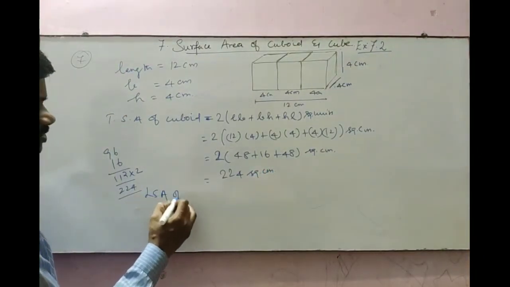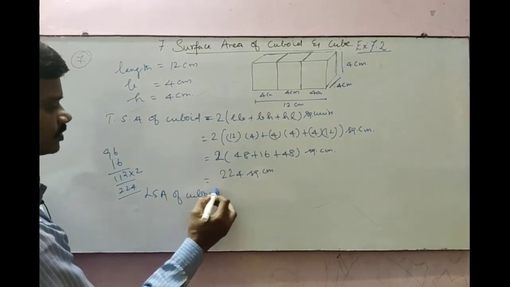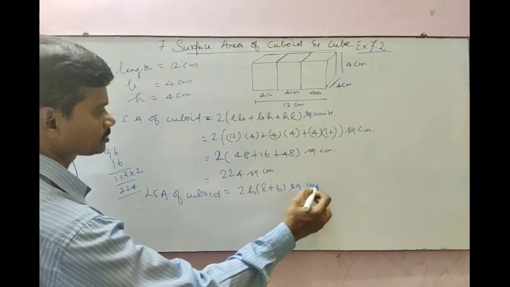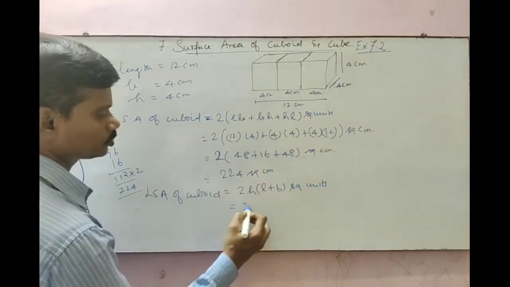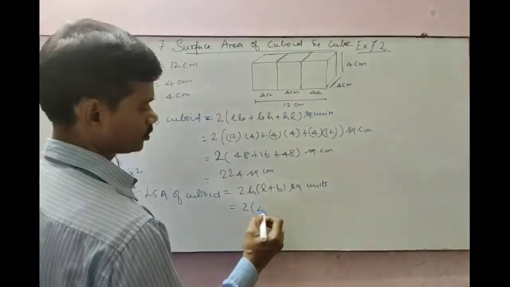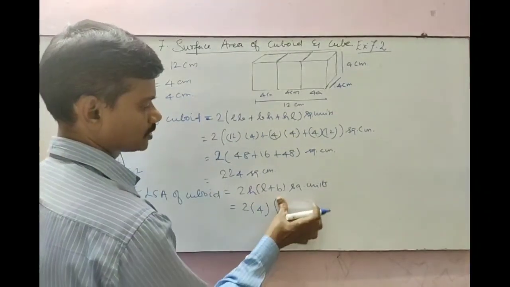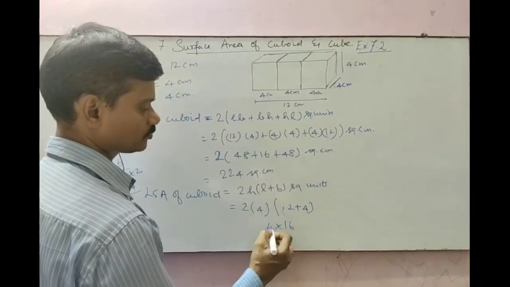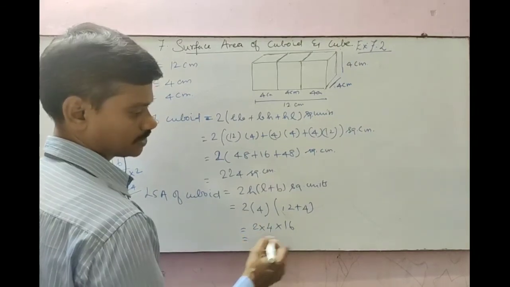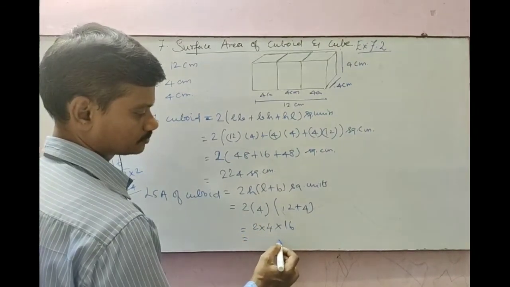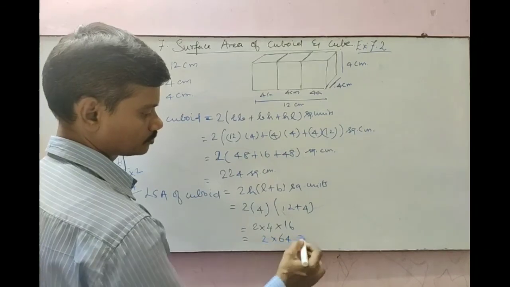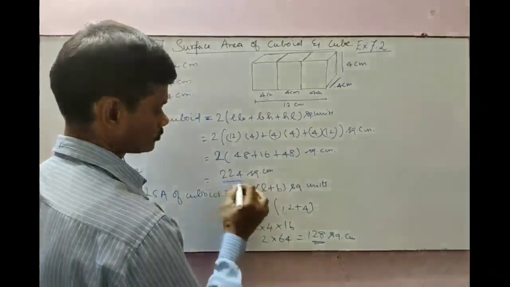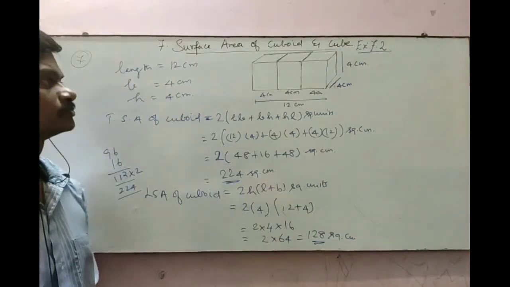Next we have to find the LSA of cuboid. The formula is 2h into l plus b square units. So 2h is 4, l plus b, that is 12 plus 4. 12 plus 4 gives 16. 16 into 4 into 2. 8 into 16, 8 6s are 48, or 64 into 2, which gives 128 square centimeter. So these are the two answers.